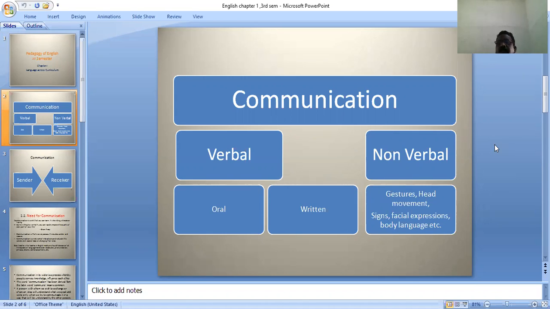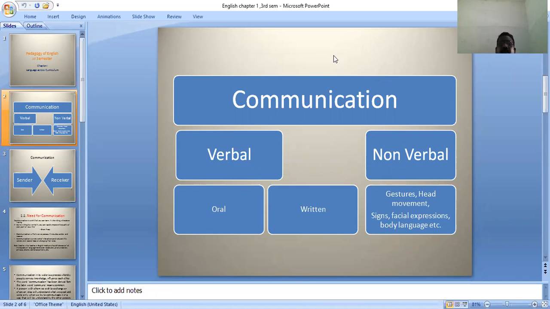Communication is the word derived from the Latin word communis. Say all of you. Communication is the word derived from the Latin word communis. Communis means to share, to share our ideas, our thoughts, and etc.